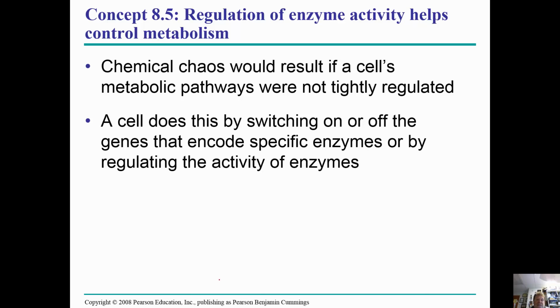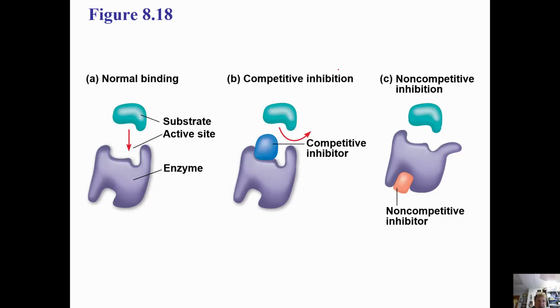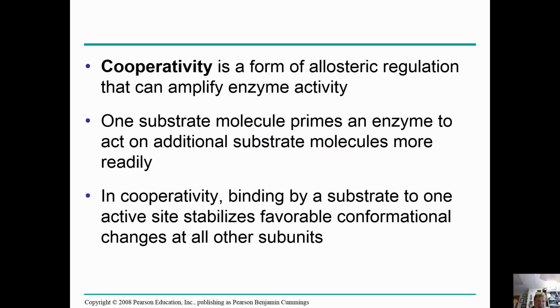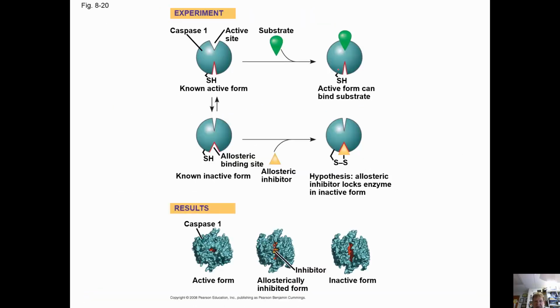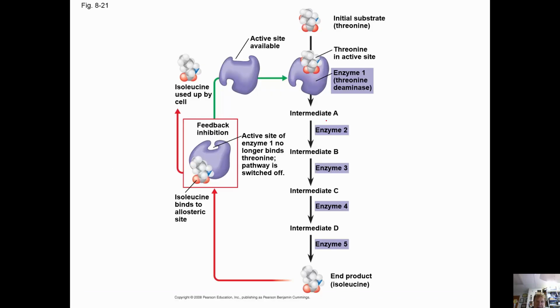Again, chemical chaos would result if a cell's metabolic pathways were not tightly regulated. A cell does this by switching on or off the genes that encode specific enzymes or by regulating the activities of the enzymes. Allosteric regulation may either inhibit or stimulate an enzyme's activities. And we talked about this. Cooperativity is kind of important. Feedback inhibition is when the end product of a metabolic pathway shuts down that pathway.